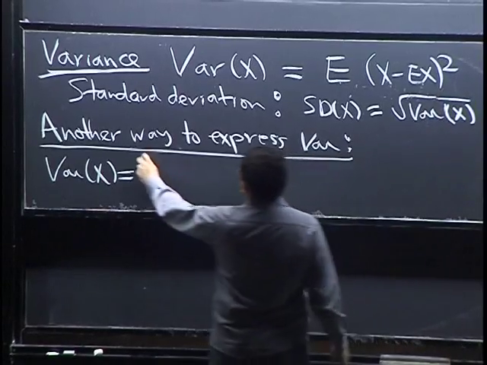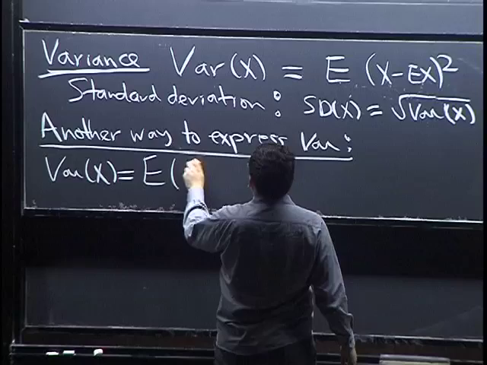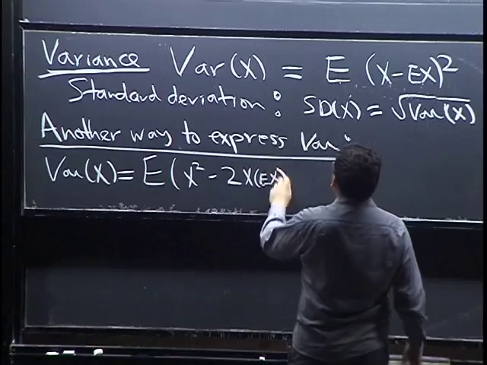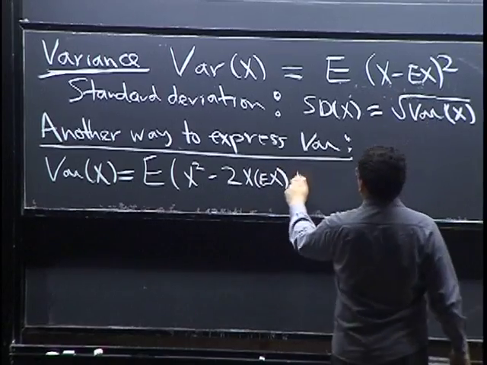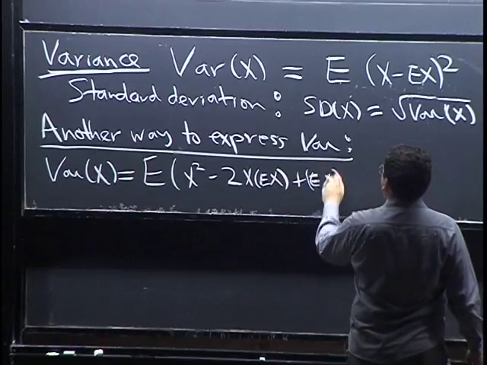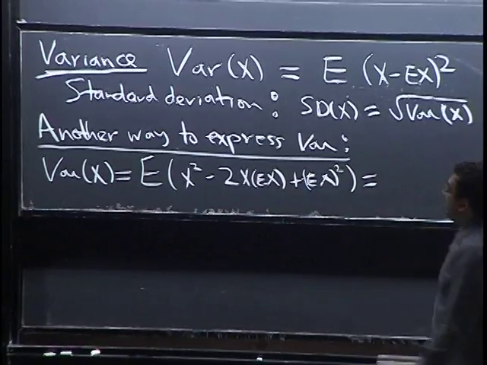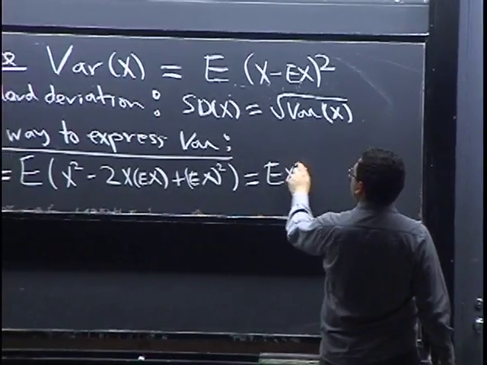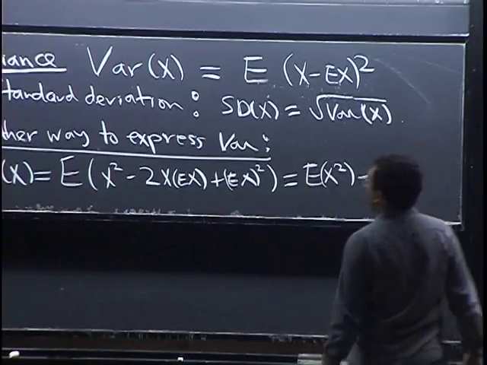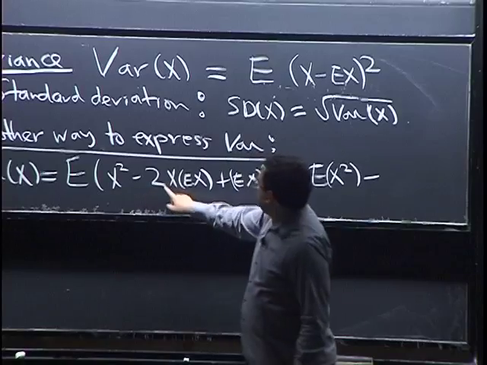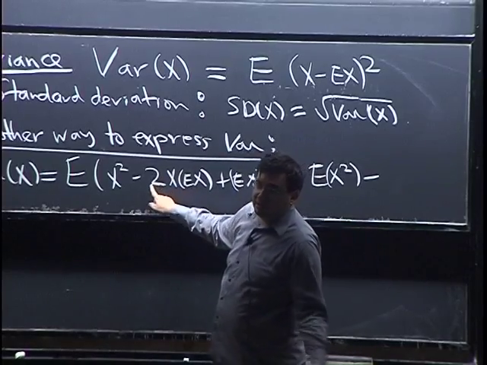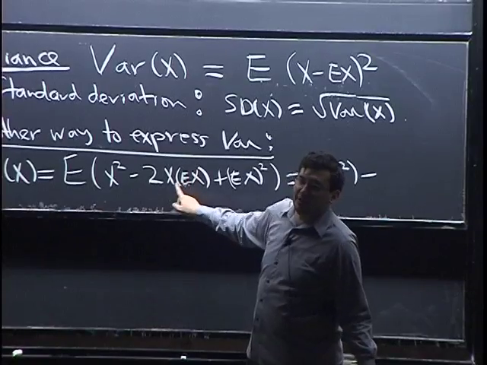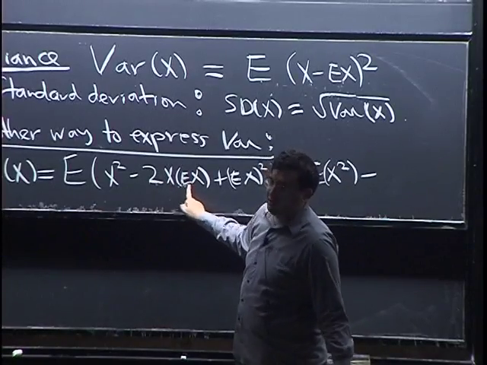I'm just going to multiply it out, right? So that's x squared minus 2x times expected value of x, I'm just squaring this thing, plus the expected value of x squared. And let's use linearity. This is E of x squared minus, and now for this middle term, the 2 is a constant, and constants can come out. E of x is also a constant, right? E of x is a random variable, but E of x is just a number. So the 2 E of x is just a number.